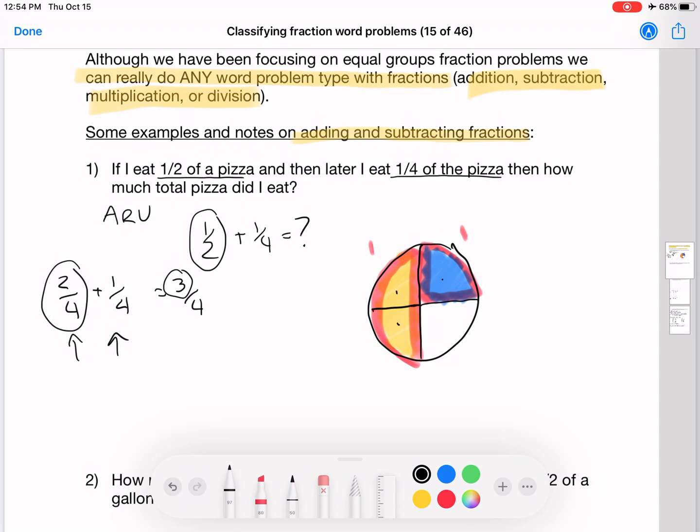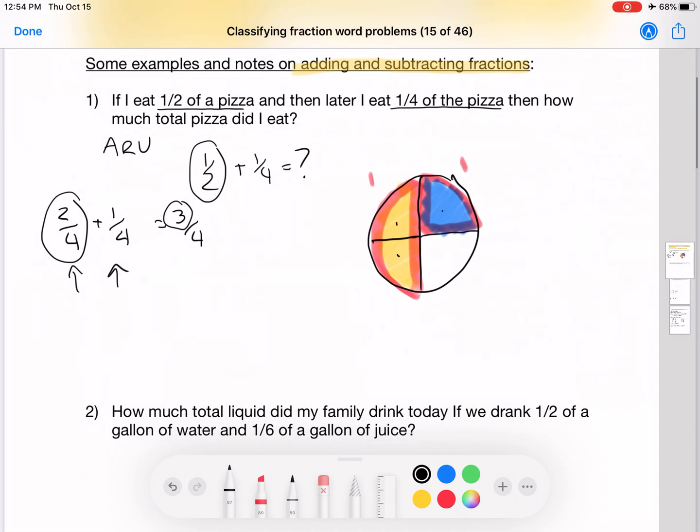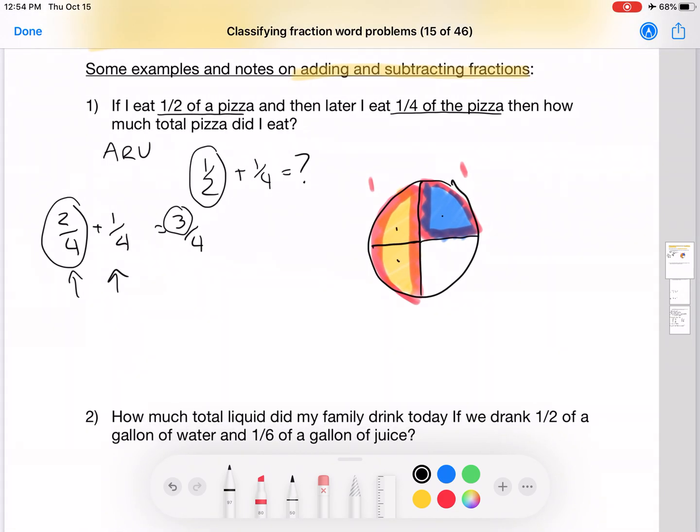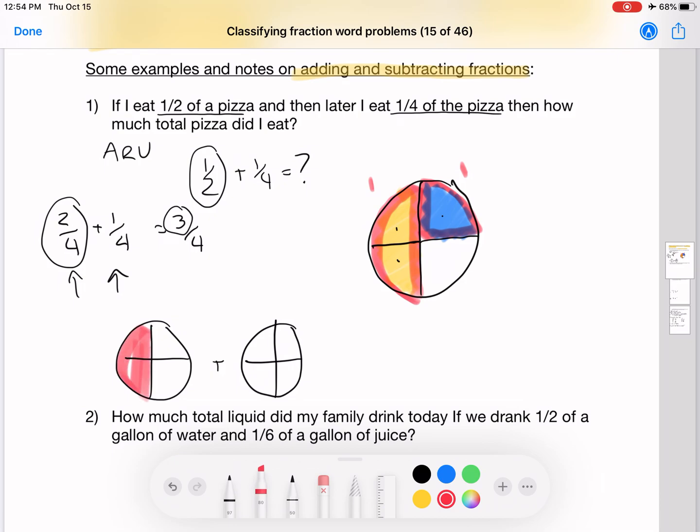Now, a common issue is some people like to add the top and add the bottom. And I can go over why that is wrong in just a moment. So 2/4 plus 1/4. Some people draw a picture like this, and they say, well, I first ate 2/4, and then I ate 1/4, and so 2/4 plus 1/4, they say, well, now I have eaten 1, 2, 3 out of 1, 2, 3, 4, 5, 6, 7, 8 pieces, right? If you add the top, you get a 3. If you add the bottom, you get an 8.